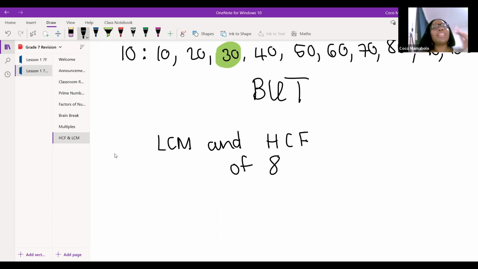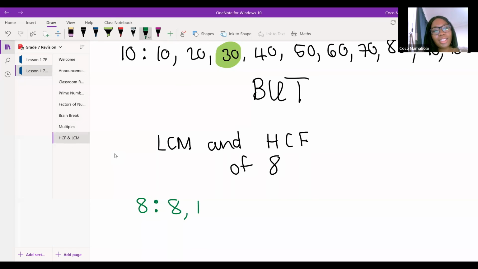Okay, let's think about this, guys. When we have to look for a lowest common multiple, what do we have to do? You guys know exactly what we have to do. Guys, what do I need to do? When I look for a lowest common multiple, good. Let's list the multiples, guys, of 8. What are the multiples of 8?